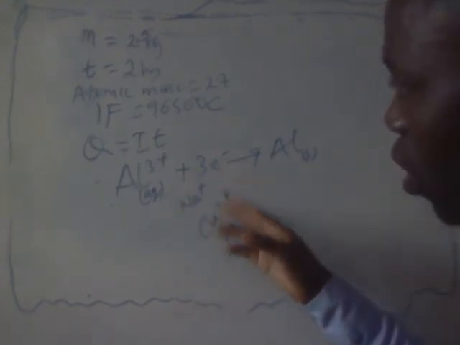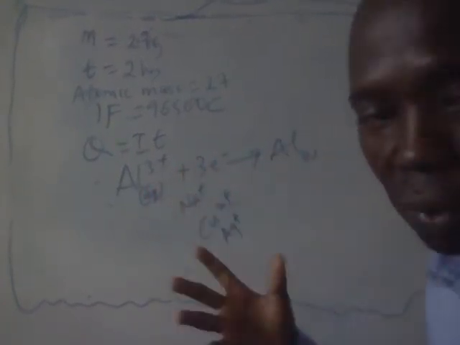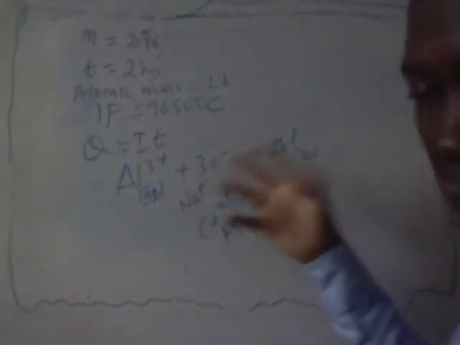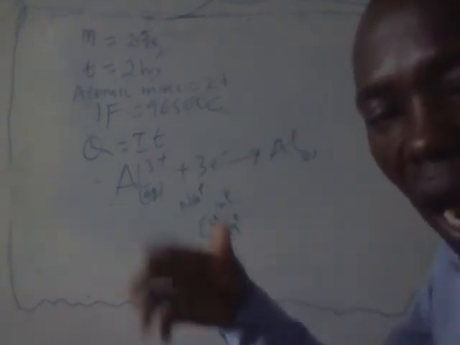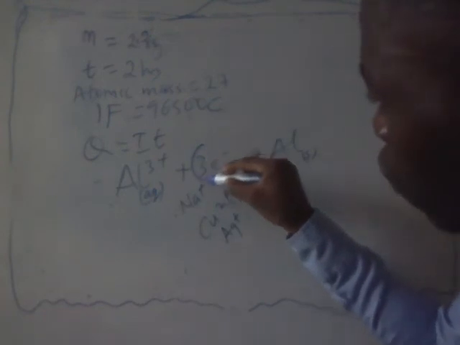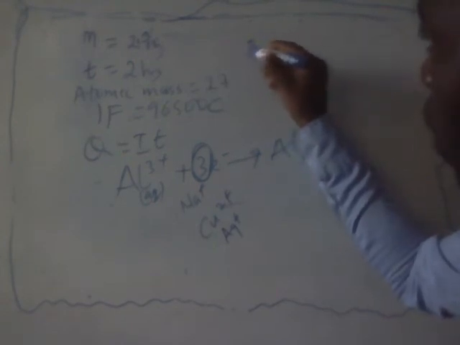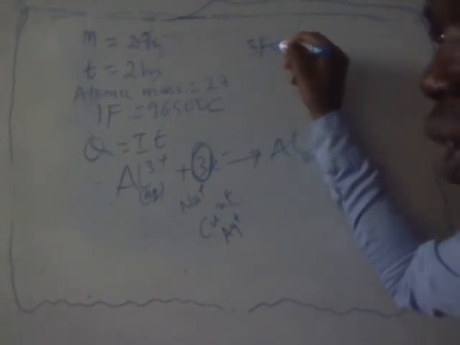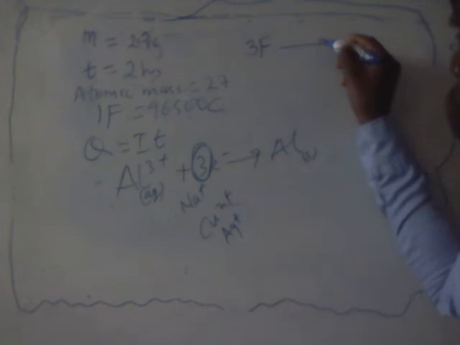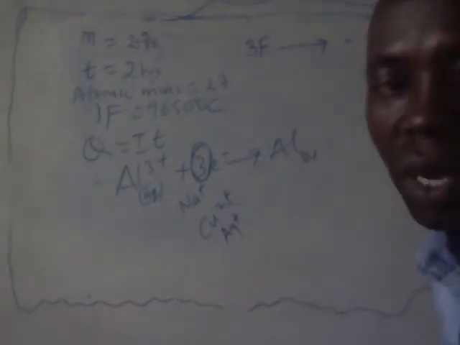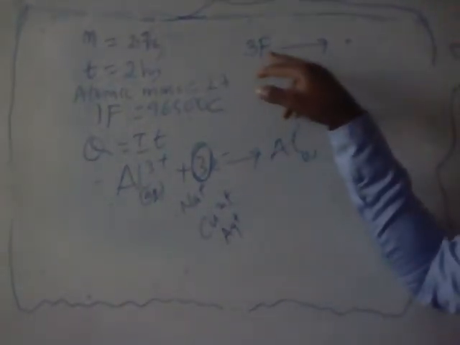Aluminium is 3. So this is an objective question. You may not write the reaction, but the aluminium ion is Al3+. So this 3 is what I'm going to use. It means that 3 Faraday of electricity is equivalent to 1 mole of the element.